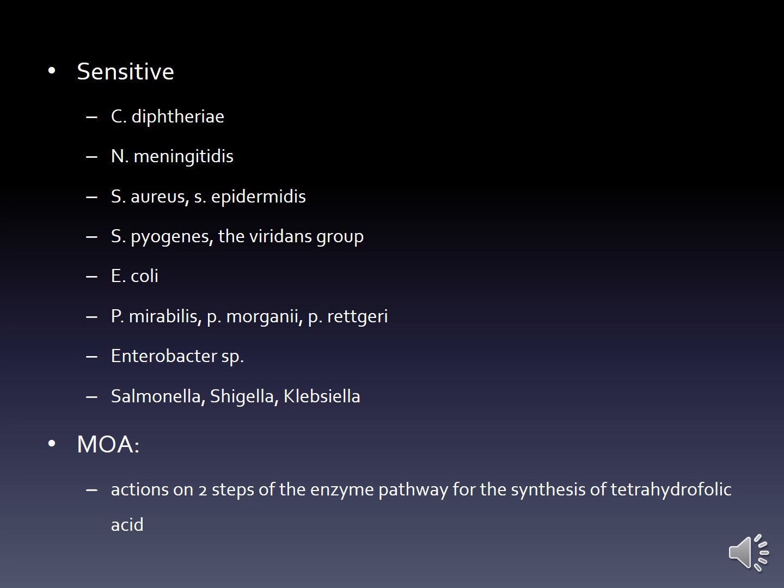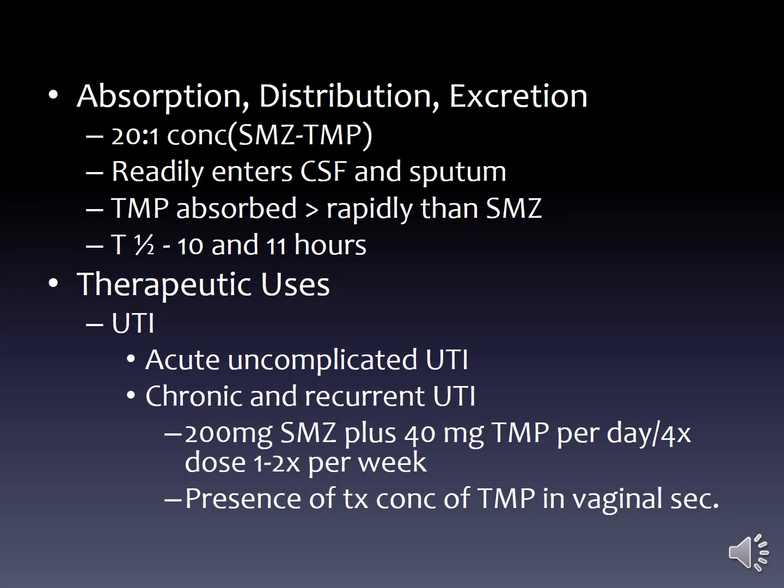So for its action, it acts on two steps of the enzyme pathway for the synthesis of your tetrahydrofolic acid. And you have to remember that the concentration is 20:1, meaning 20 of sulfamethoxazole is to 1 of your trimethoprim. So that means your trimethoprim is a more effective agent. It readily enters your cerebrospinal fluid and sputum, and your trimethoprim is absorbed more rapidly than your sulfamethoxazole. Half-life is 10 and 11 hours correspondingly, so that usually it's given twice a day.